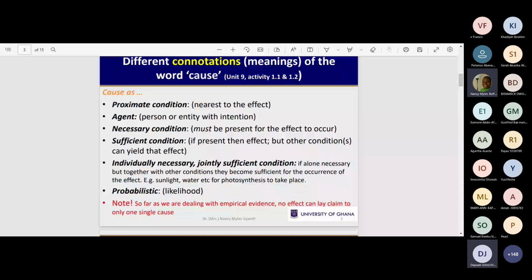Probabilistic, likelihood. Note, so far as we are dealing with empirical evidence, observation based, no effect can lay claim to only one single cause. As far as it is an empirical matter, we cannot say that as soon as we have an effect, something has happened, we must necessarily link it to only one single cause. No, sir, no, ma'am. Not when we are dealing with the empirical.